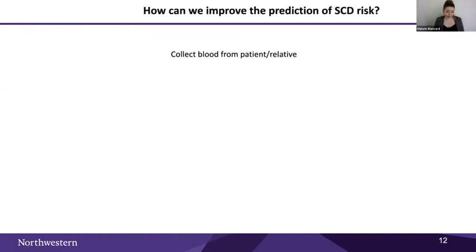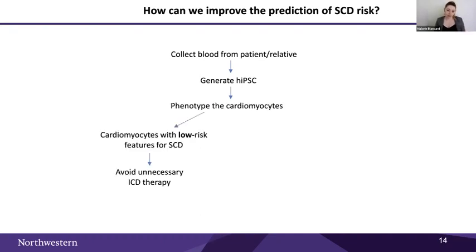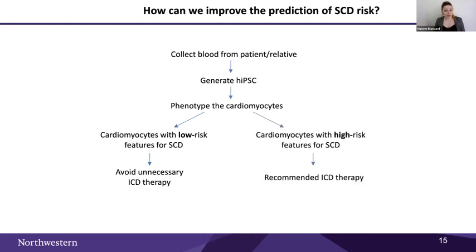So how can we improve the SCD risk prediction, and how do we want to do it with project 2? What we aim to do is collect blood from a patient or relative. Then I, or someone else, would generate iPSCs. Then we would do the phenotyping of the cardiomyocytes. If the cardiomyocytes fit in the low risk category, we would be able to tell the patient, you don't need an ICD. On the other side, if the cardiomyocytes match the high risk features, then the physician would know this patient needs an ICD.